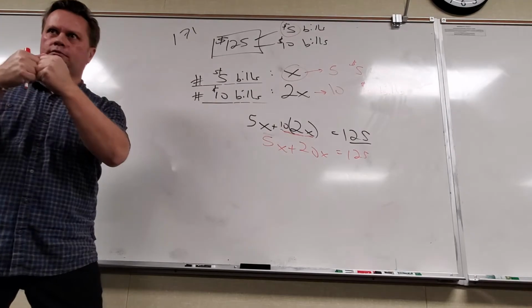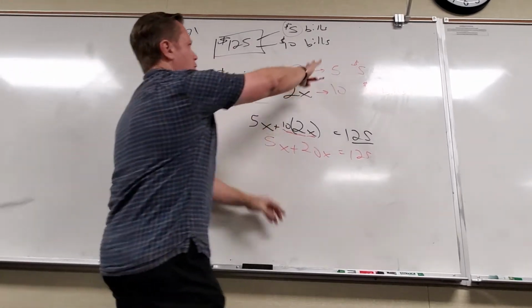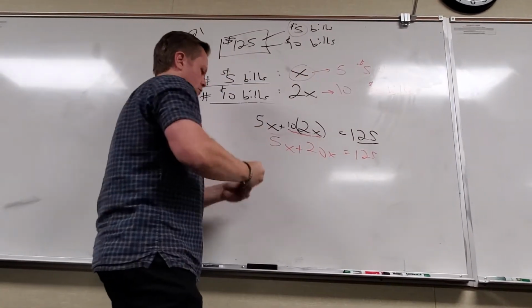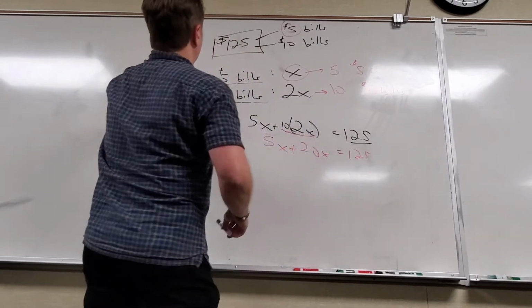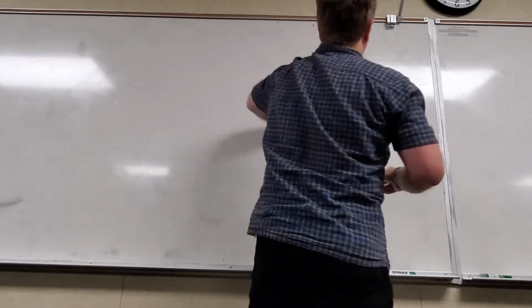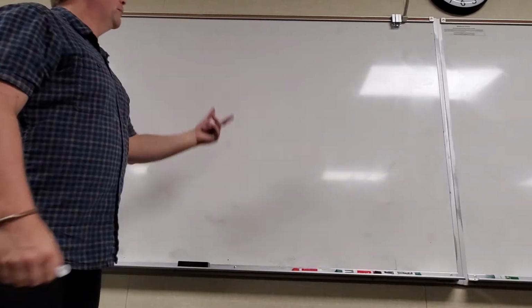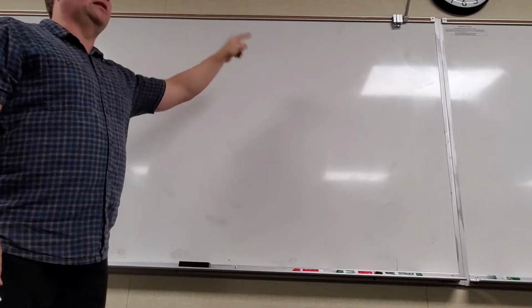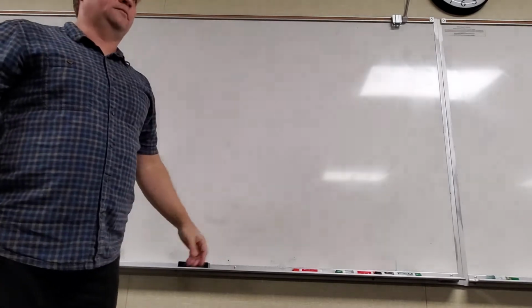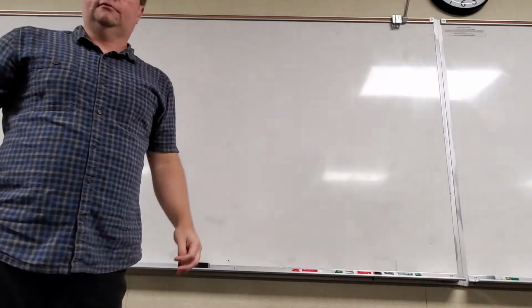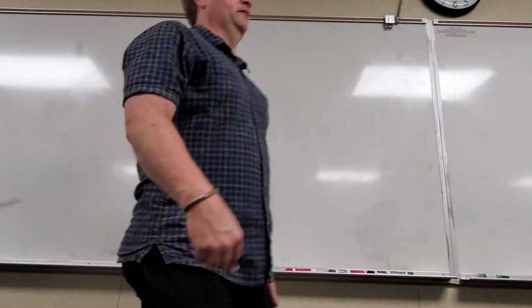All right, let's do another one. All right, we finished that one. Let's try another one out. So the answer to that was, I don't remember. It was 10 $10 bills and 5 $5 bills. It just was coincidence. That was 10 of 10 and 5 of 5.